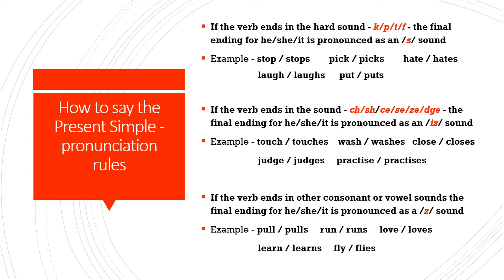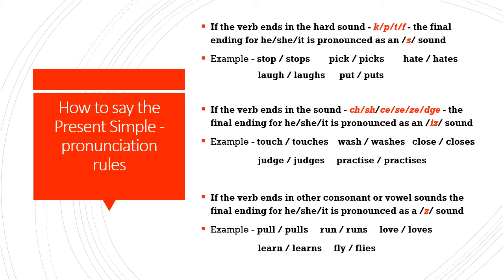So you've got the examples there. Stop becomes stops, and pick becomes picks. Hate, hates. Laugh, laughs, and put, puts. So you can hear there's an S sound. But sometimes at the end of the verb you've got CH or SH, or there's CE or SE or ZE. Now all of those endings sound very similar. Or if you've got a verb that ends in DGE.